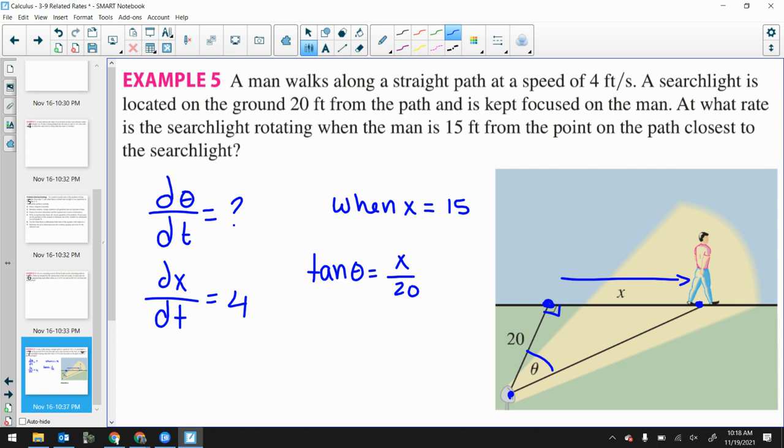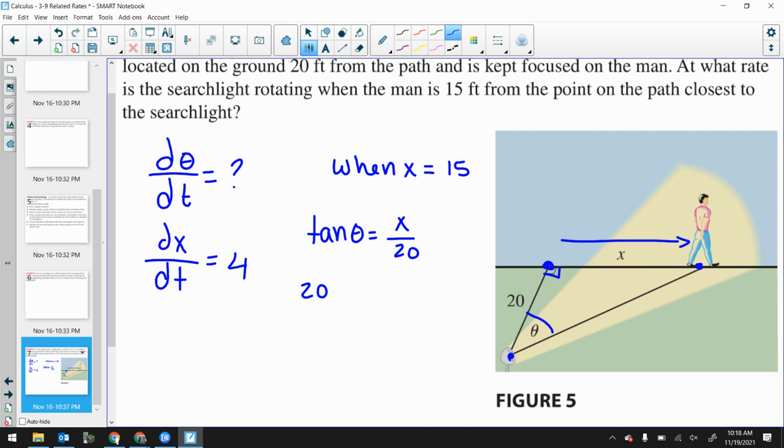Now, for us to easily differentiate, I'm just going to multiply the 20 over to the other side. 20 times tangent theta is equal to x. And now we will differentiate.